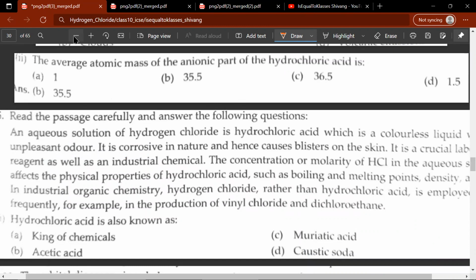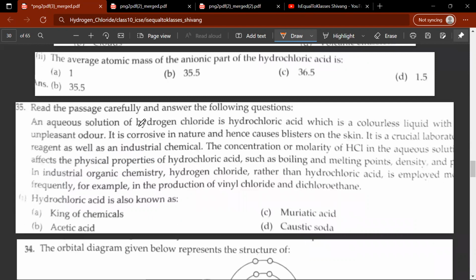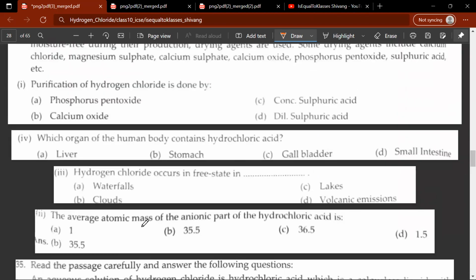Okay, so just read the given passage. I'll just zoom out a bit. Okay, now just read the given passage. You can pause the video if you want to. So the first question says HCl or hydrochloric acid is also known as muriatic acid. The second question, the average atomic mass of the anionic part of the hydrochloric gas is 35.5. Third question, the hydrogen chloride occurs in free state in A, B, C, or D. This will be D, volcanic emissions.